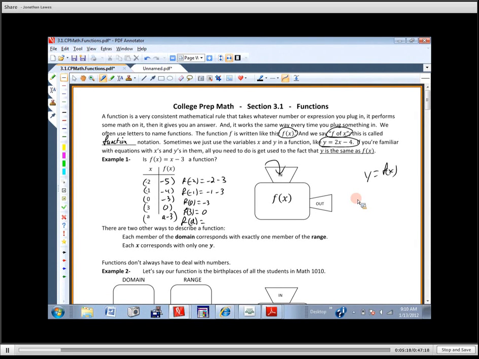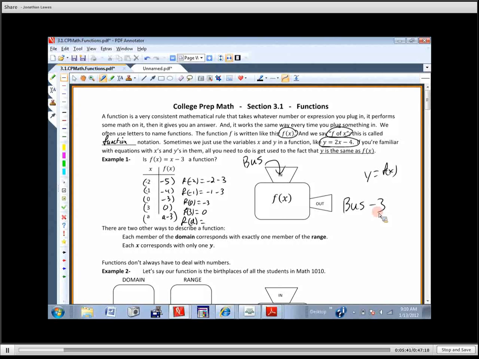Okay? Now let me write something really silly. What if we dumped in a school bus? What would this function do to the school bus? Yeah, what would come out would be a bus minus 3. Now that doesn't make any sense, okay? Because we wouldn't dump a school bus in there. But the idea is important. The function does the same thing every single time.